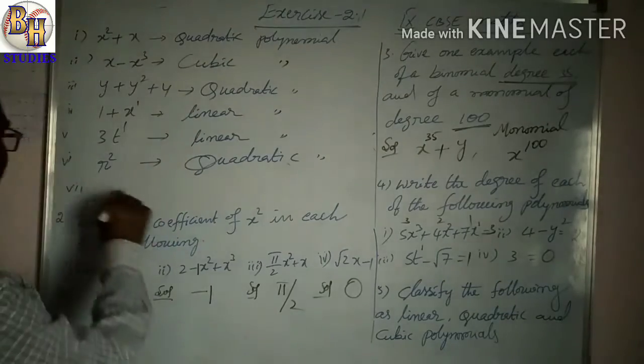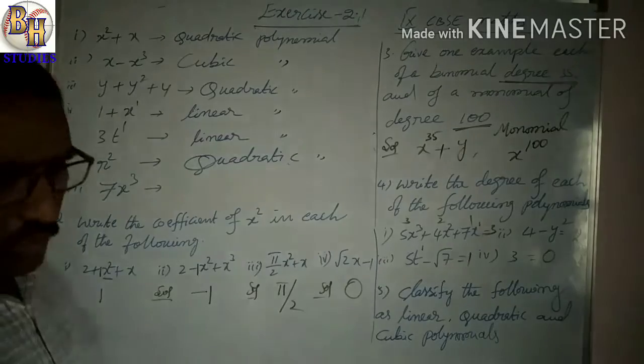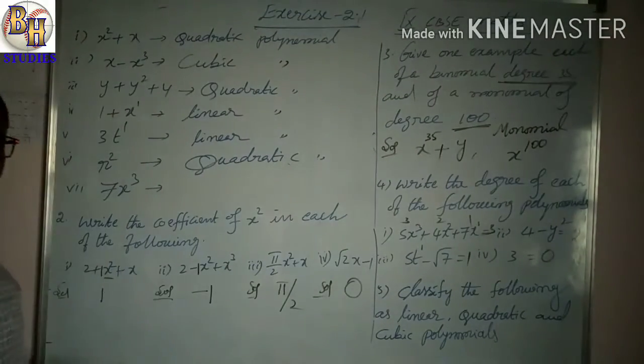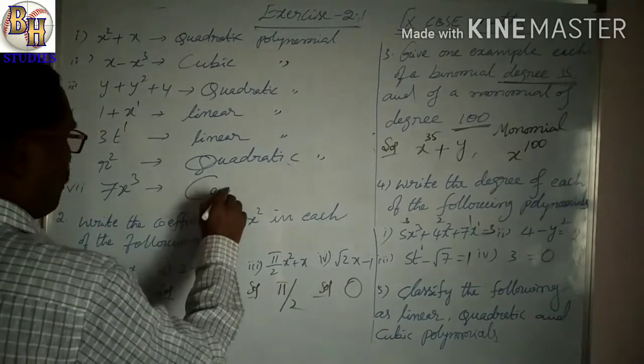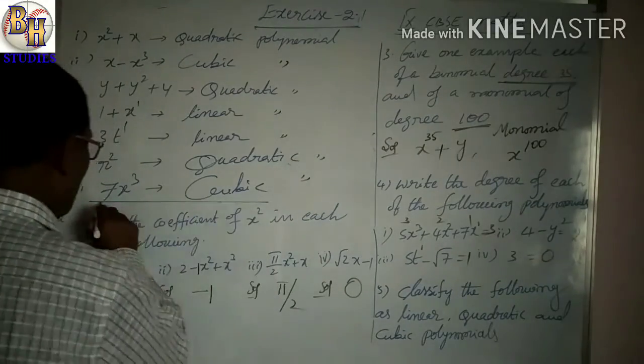Next, see. 7x cube. Which polynomial is 7x cube? What is the degree of 7x cube? The degree is 3. Therefore, it is a cubic polynomial. This is the answer. Okay.